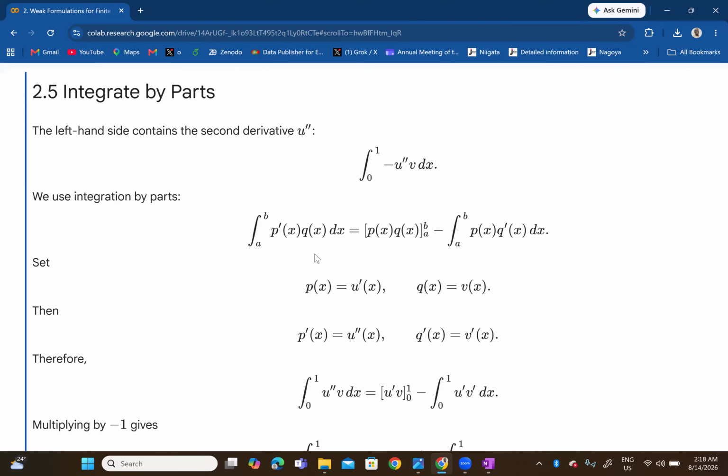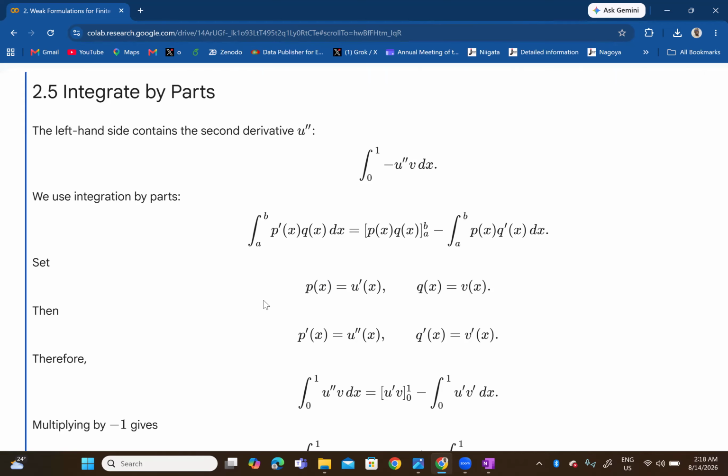So we use integration by parts. We have the integral from a to b of p prime of x times q of x dx. If you integrate p prime of x, you get p of x, and if you differentiate q of x, you get q prime of x. So that equals p of x q of x from a to b, minus the integral from a to b of p of x, q prime of x dx.